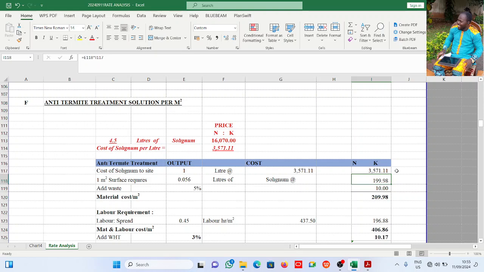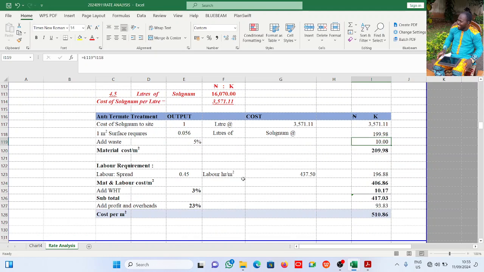So add waste 5%. Now the labor requirement. For 1 square meter, it uses 0.45 hour, that's 45 minutes. And the labor per hour is 437.5. So if I multiply this out, I have this item here. So that's basically what we have on material and labor. Now withholding tax is 2.5%. Then the profit and overhead is this. So if I sum, I have this amount. All right, so this is for anti-termite.